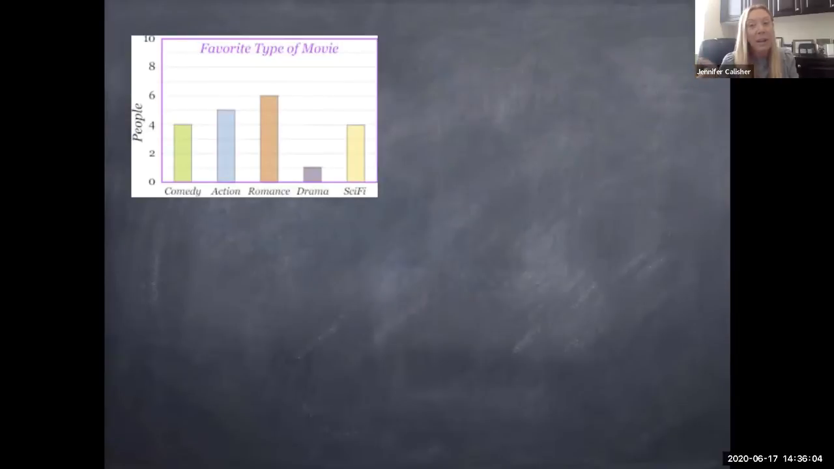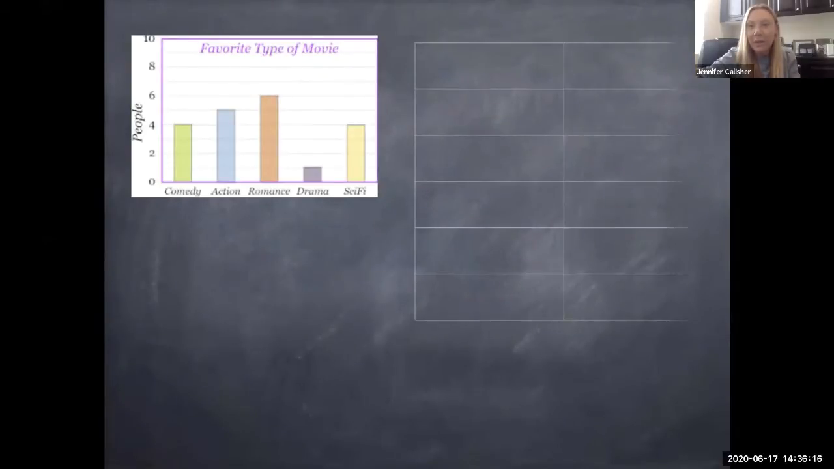Because soon we'll talk about histograms, and histograms do not have spaces between the bars. So I'll elaborate on that a little bit more, but with the bar graphs, you have the spaces. So any questions on bar graphs?